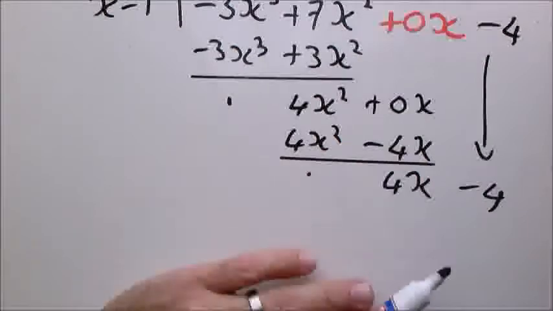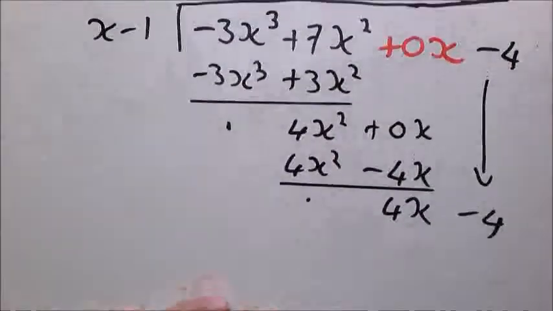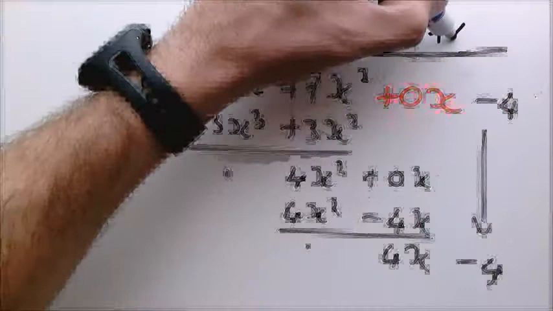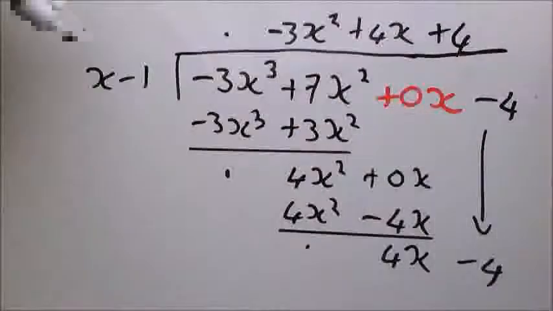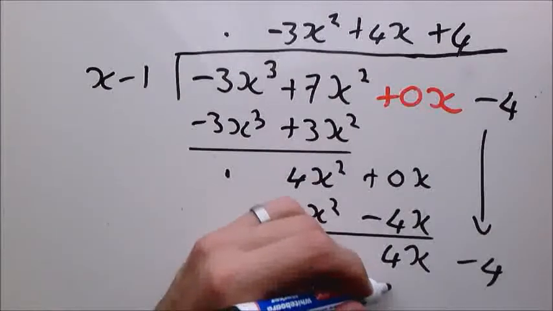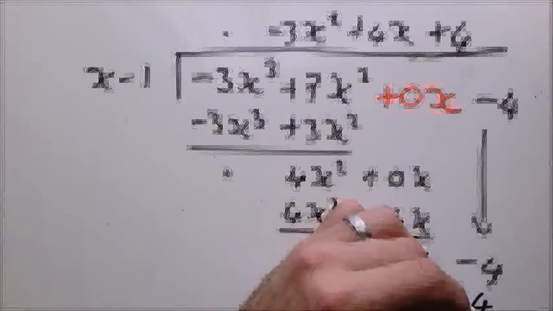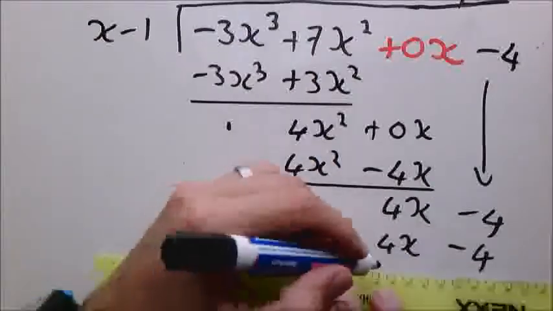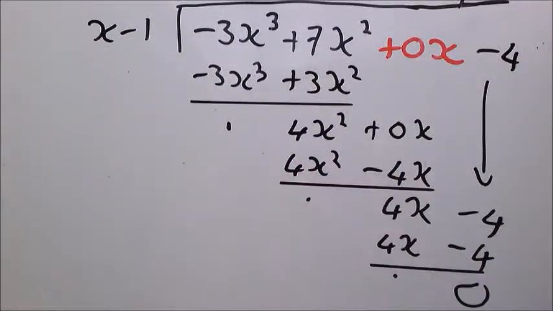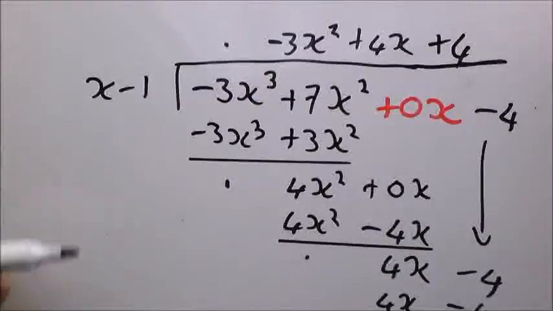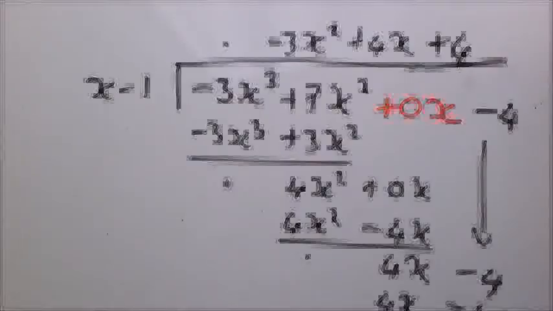4x divided by x is 4. 4 times x is 4x, and 4x times negative 1, 4 times negative 1 is negative 4. Subtract these and we get 0, therefore we know it's a factor. So I'm just going to stop here. I want you just to see what I did with the 0x. Now let's do the exact same question with synthetic division, and you'll see how quickly it goes.